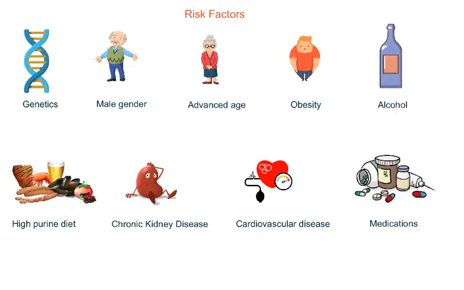The non-modifiable risk factors for developing gout include genetics, that is, if someone has a positive family history of gout, they're more prone to develop gout in future, male gender, and increasing age. The modifiable risk factors include increasing weight, alcohol intake, high purine diet, for example, red meat and seafood, chronic kidney disease, cardiovascular disease, and certain medications like diuretics and cytotoxic drugs.